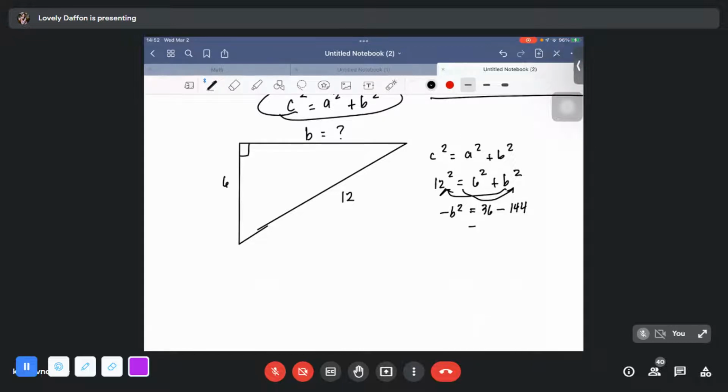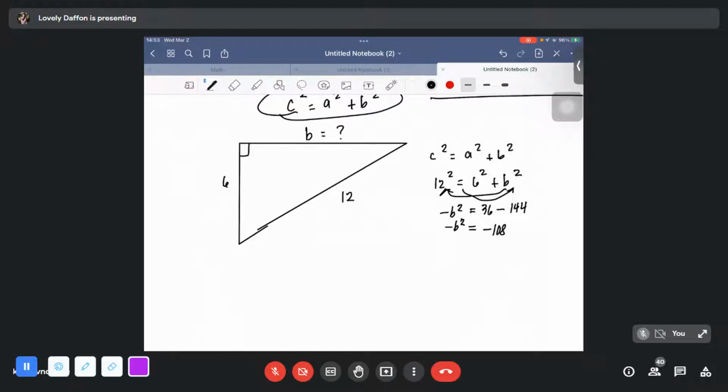Okay, so you try to solve now. 36 minus 144 is how much? That is negative 108. We have negative 108. You also have here negative B squared. Ma'am, is that already enough?